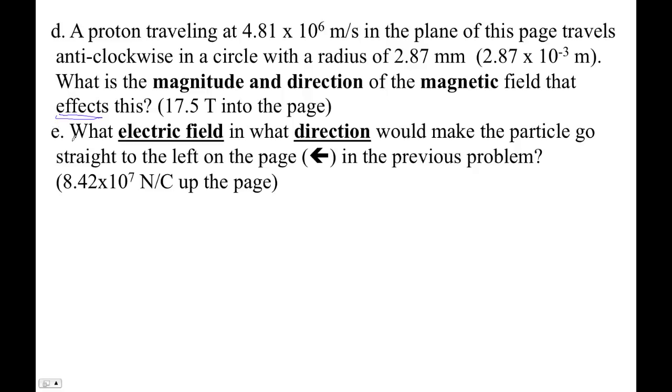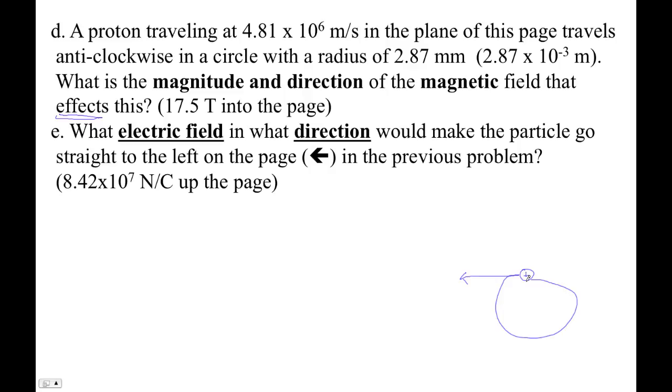Look down at your part E and draw a picture of this proton going to the left. Okay, so here's this proton. I'm going to draw it over here. It's going to the left. Now, it's going anti-clockwise, right? So anti-clockwise would mean that it's going in a circle like this, yeah?